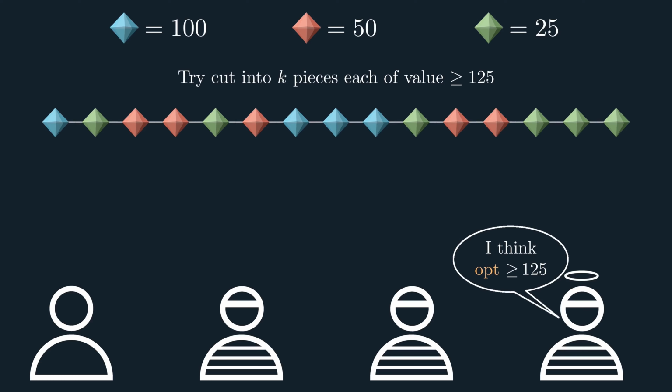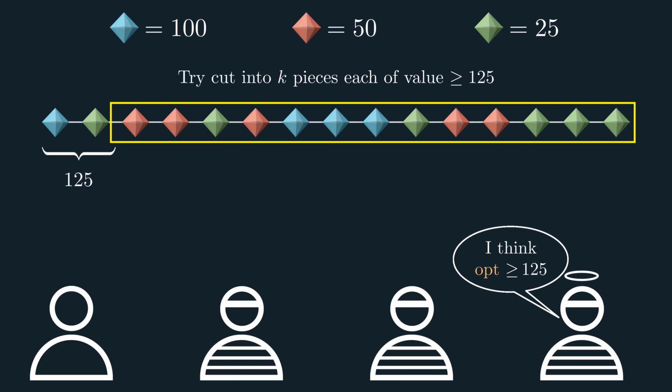at least 125. The easiest way to achieve this is to start at one end of the necklace and start adding gems one by one, always keeping track of the total value. Once the value of the current piece reaches at least 125, we make a cut. But why exactly at this position? First, we cannot cut any earlier because otherwise the first piece wouldn't be valuable enough. And second, by cutting it as early as possible, we leave as many gems as possible for the remaining parts, giving us a better chance of succeeding overall.